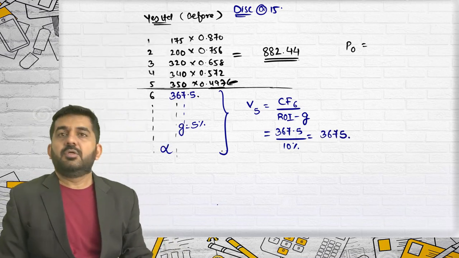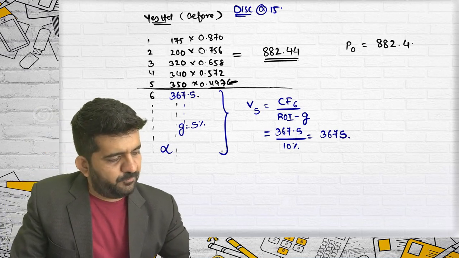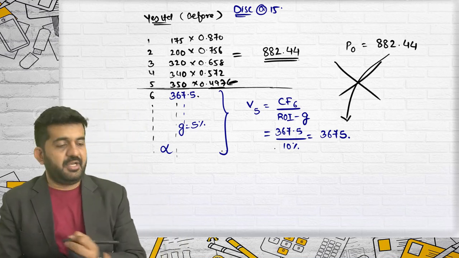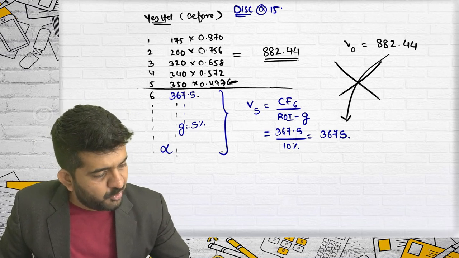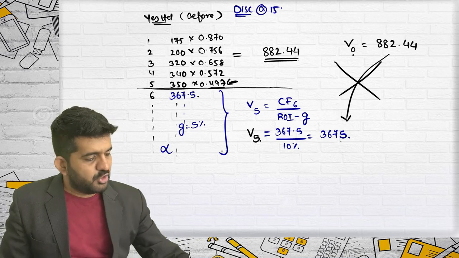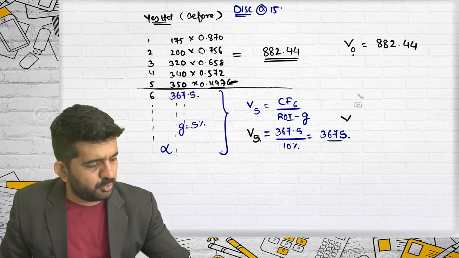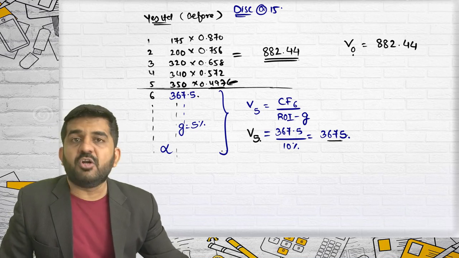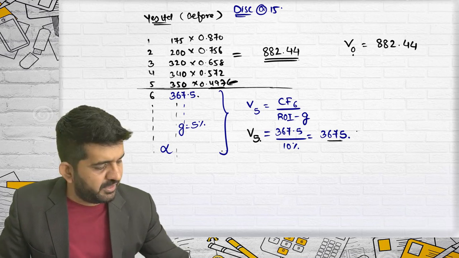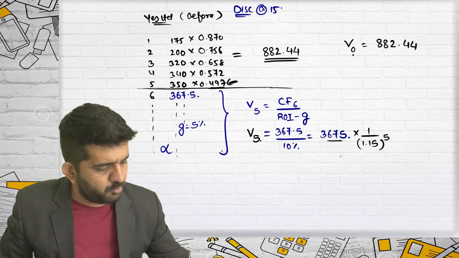3675. What was this? 882.44 plus 3675. This cannot be done because this is value at the end of 0 year and this is value at the end of 5th year. So I will convert this value to the end of 0 year and then add it to this figure. How to convert this into value at the end of 0 year? This is value at the end of 5th year into 1 divided by 1.15, that is my discount rate, raised to 5.